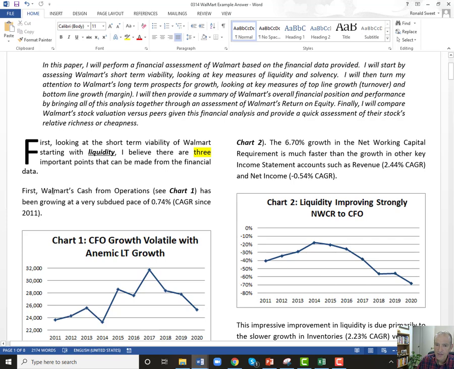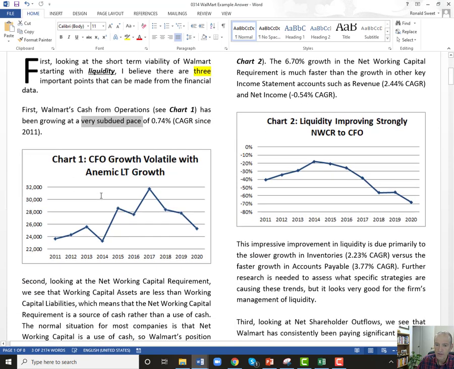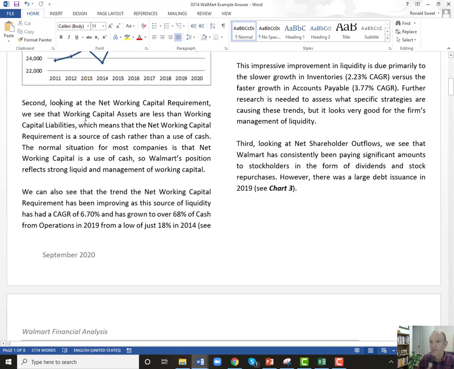So the first thing is very, very easy. Easy points. Just talk about the growth in CFO and tell me whether it's a good growth or a bad growth. The second part's the hard part. So here's where you're going to be challenged.